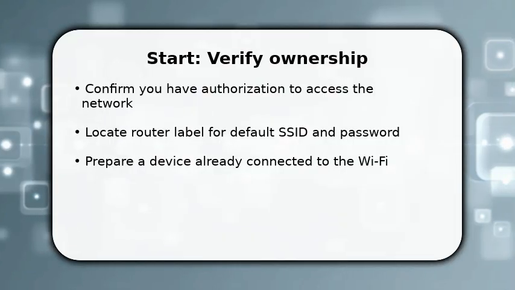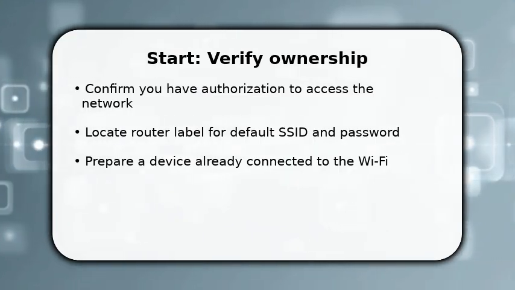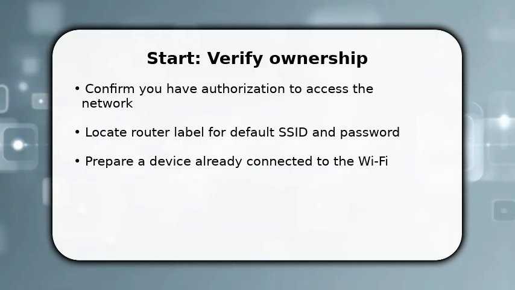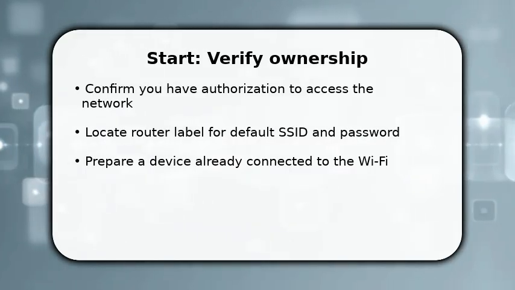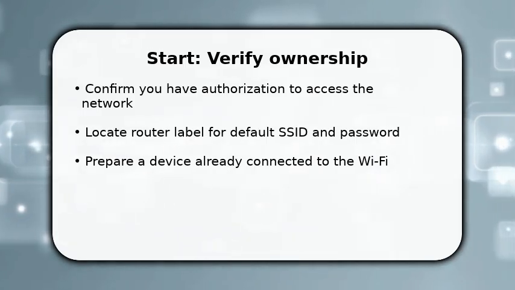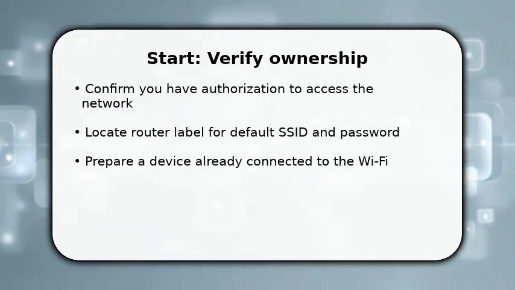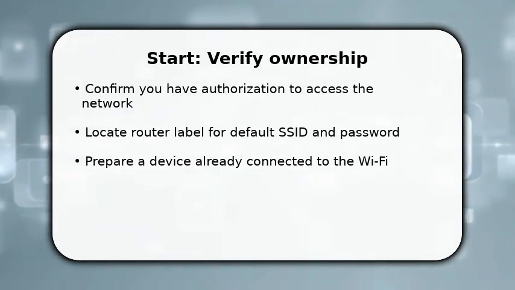You begin by confirming ownership or permission. That prevents legal trouble and wasted effort. Next, check the router's label for the factory SSID and password because many routers still use that default. If a device is already connected, use it to reveal the saved password. This avoids resetting the router.